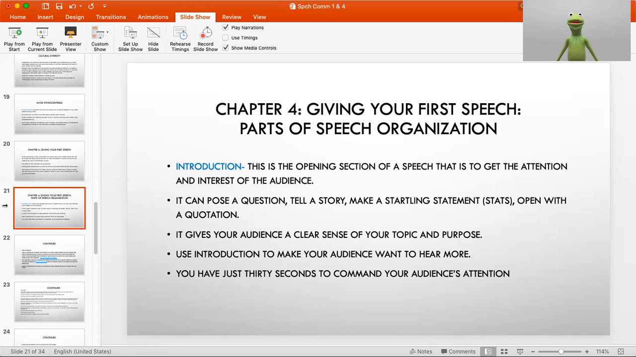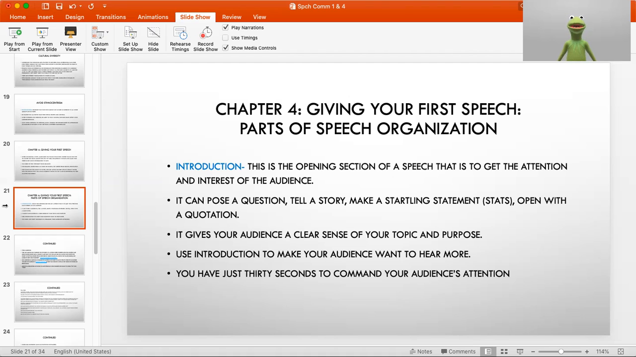So when you're doing your speech, the actual preparing of your speech, it's important to know that there's three major parts of your speech. You have your introduction, you have your body, and then you have your conclusion. So the introduction is going to be the opening section of a speech, and that's where you're going to try to get the attention or hook your audience right away.